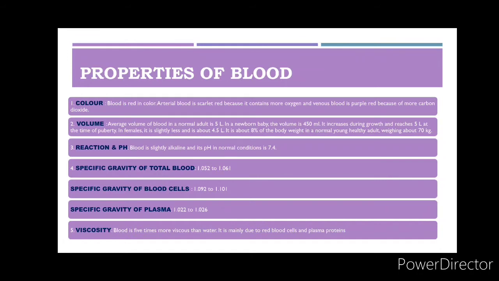Now the third property of blood is reaction and the pH. So the blood is slightly alkaline and its pH is 7.4, that too in the normal condition.